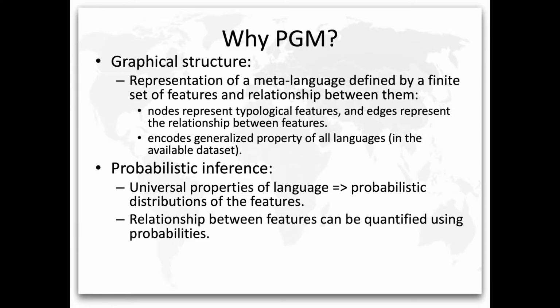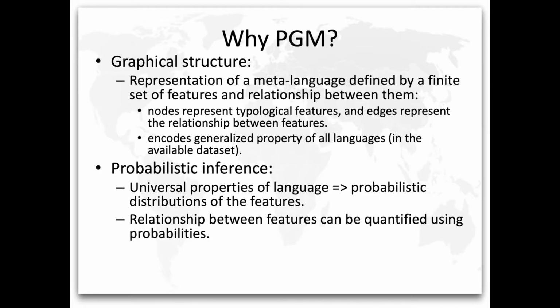First, PGM has a graphical structure which provides a representation of a meta language, which we define as a collection consisting of a finite set of features and the relationships between them. So in this representation, nodes represent the typological features and the edges represent the relationships between features. It encodes generalized properties of all languages in the available dataset.